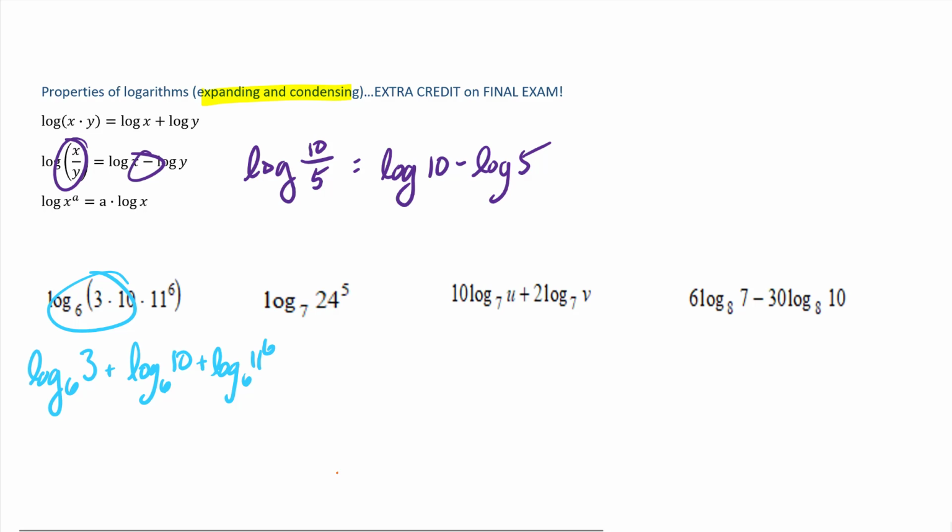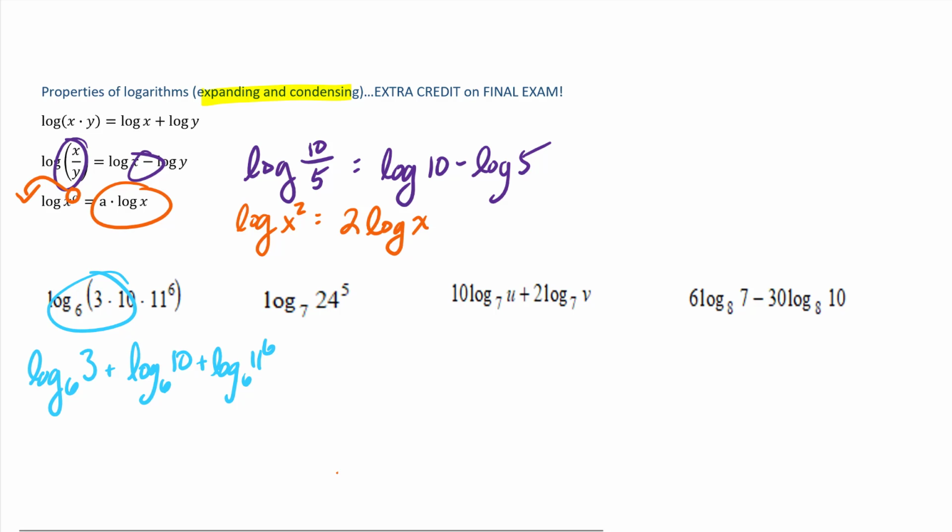Okay? The last property that we have is called the power property, and it says that for log of x to the a power, all you have to do with that a is move it to the front, and it becomes a times log of x. So if I wanted to take the log of x squared, that's exactly the same thing as 2 times the log of x, where I just take the exponent and move it in front of the logarithm.